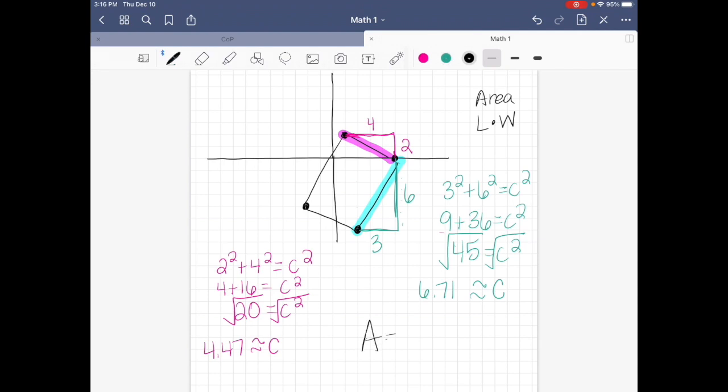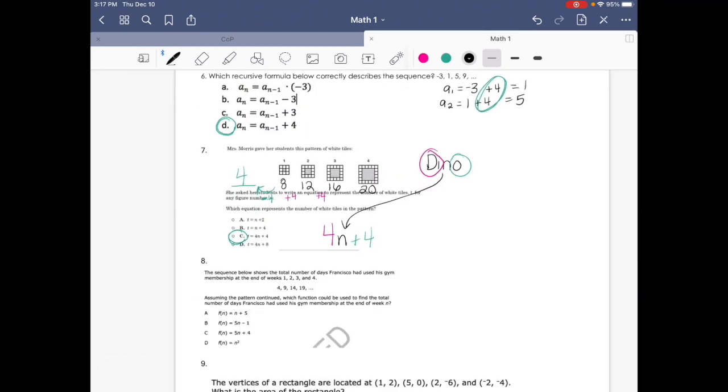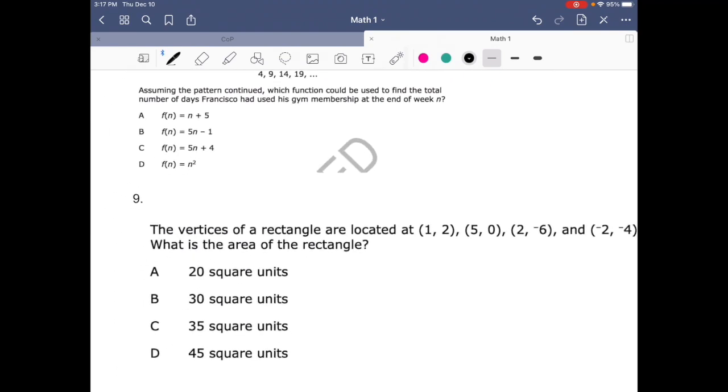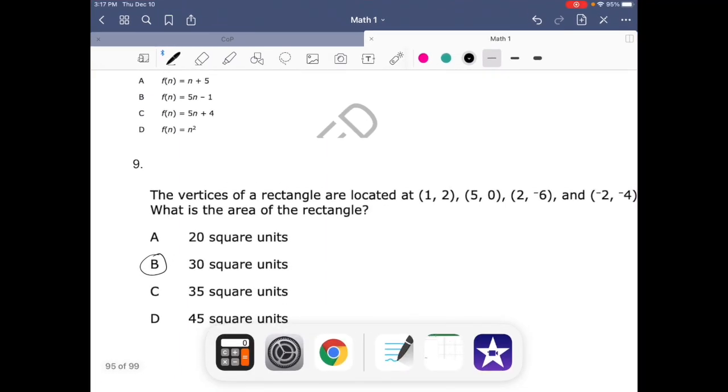Now remember again, to find the area, we want the length times the width. So we're going to do 4.47 times 6.7. And I got approximately 29.99. So if I go back to my answer choices, 29.99 is going to round to 30.